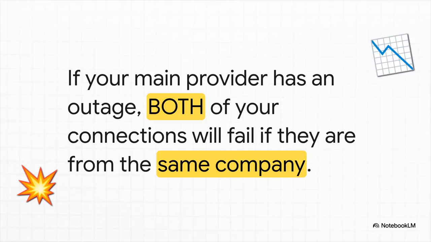And why are we so strict about this? It's just common sense. If your main cable company has an outage in your neighborhood, guess what? Both of your connections will go down at the same time if they're from that same company. This rule ensures you have a true failsafe.